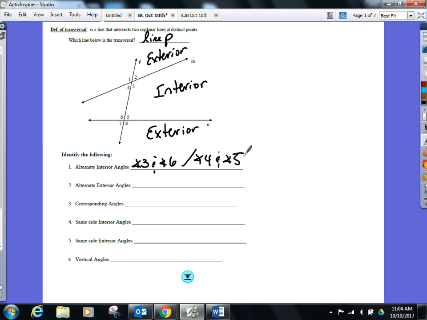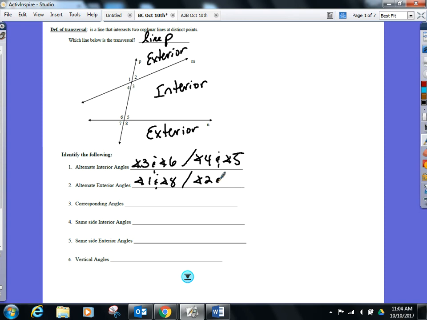Alternate exterior now. On the outside, opposite side of the transversal. Luke, go ahead. 1 and 8. And I believe there's another pair up here. Emma? 2 and 7.